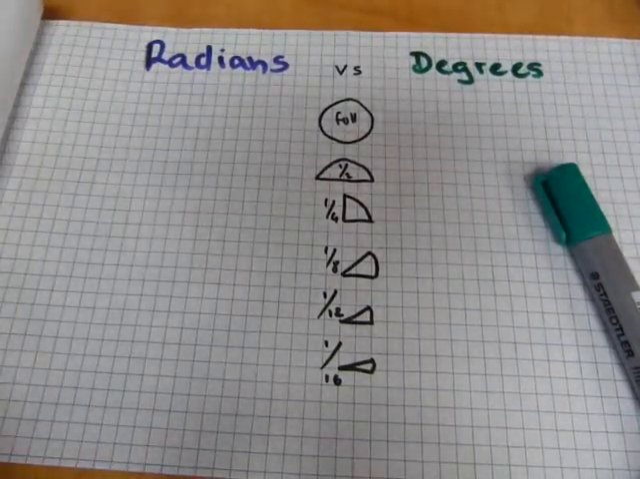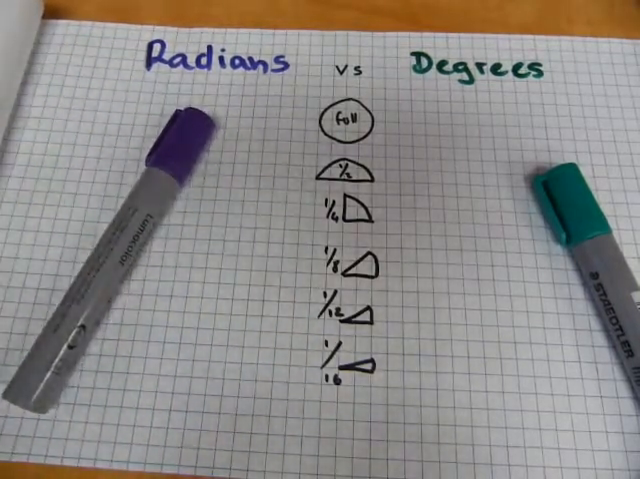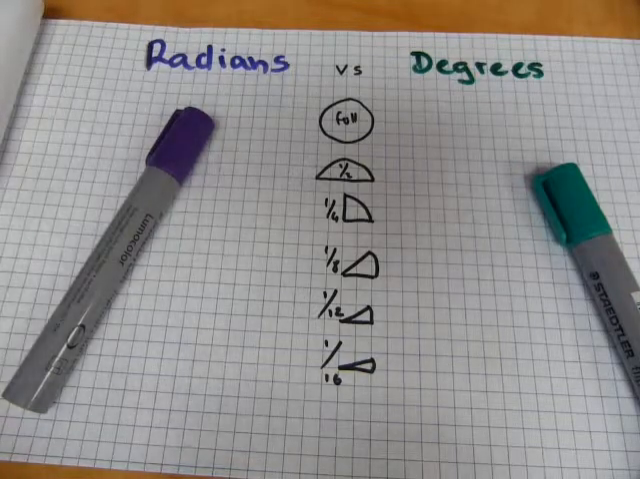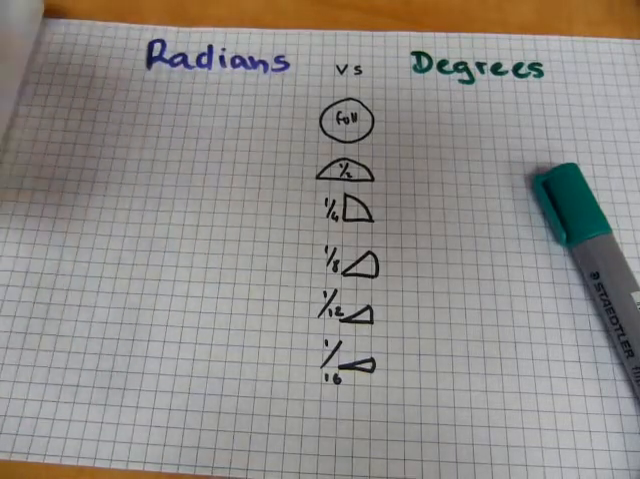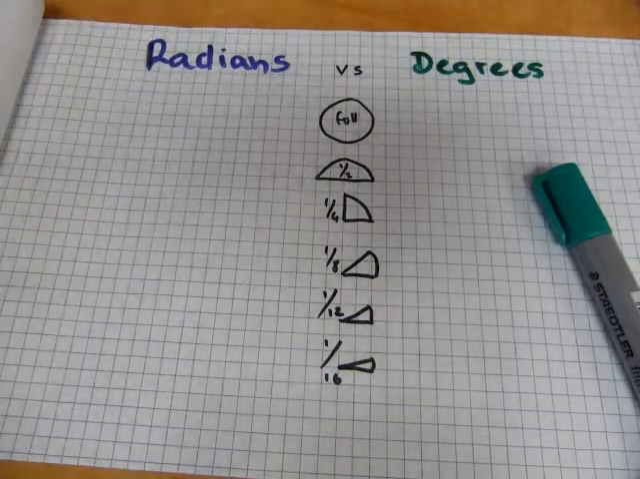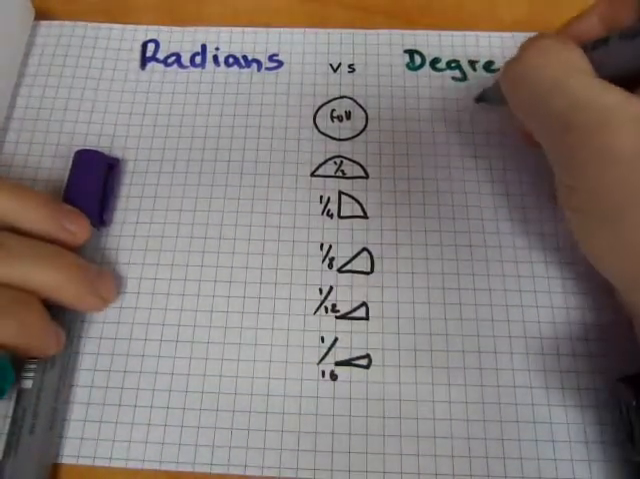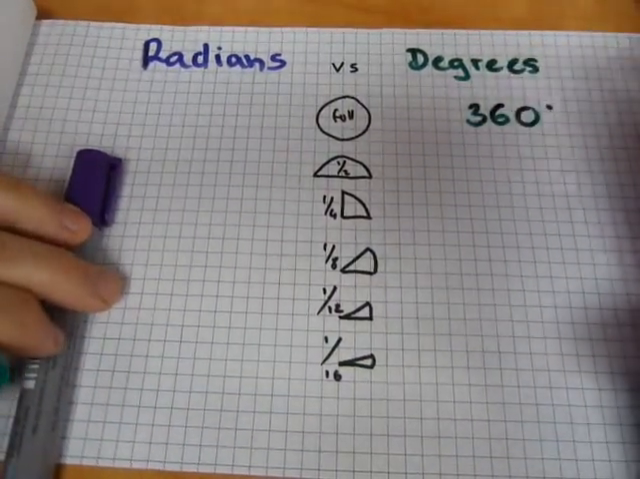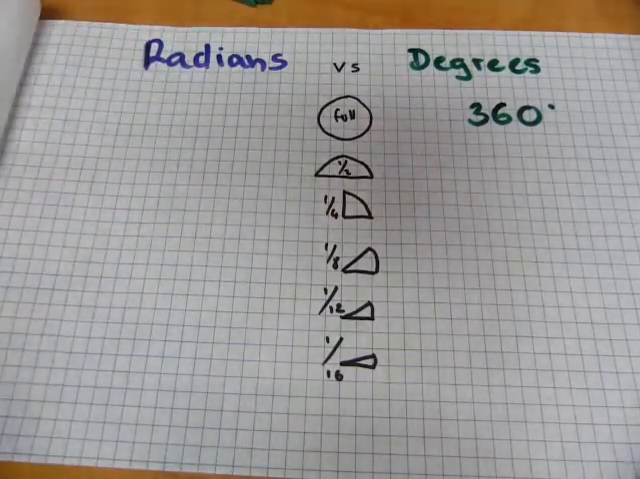So I have a bunch of little shapes drawn here. We're going to go radians with purple, degrees with green, and I'll show you that angles work whatever unit you're using to measure it with. So a full circle is 360 degrees, so that's just standard. There's no issues there. Everybody's familiar with 360.